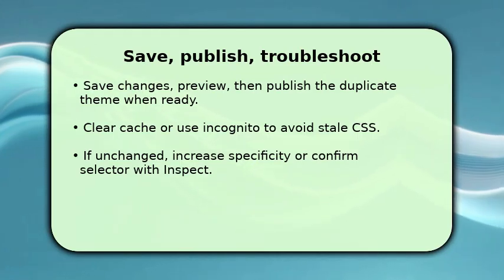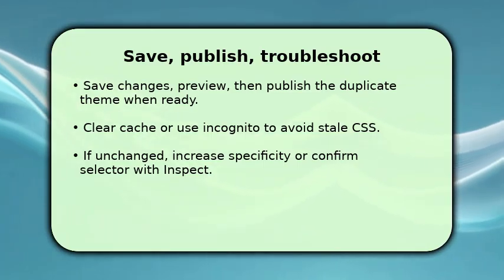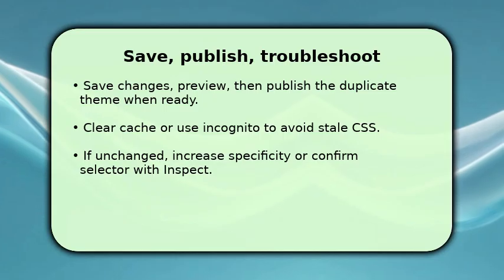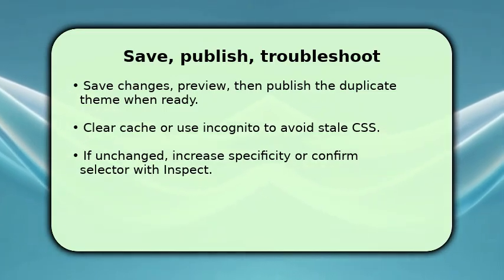If problems persist, inspect the button again. Another rule may be overriding yours, so increase selector specificity or move the rule to the bottom of the CSS. That single troubleshooting tip usually resolves most color override issues.